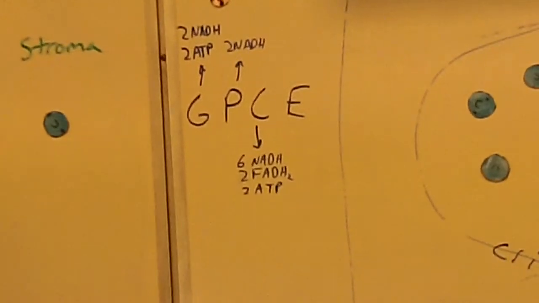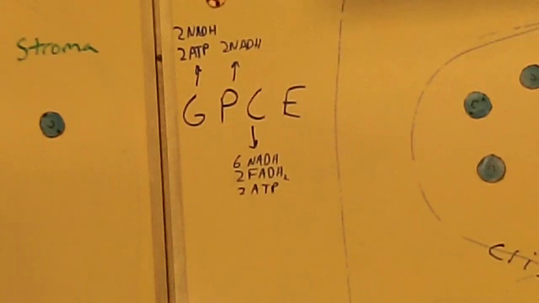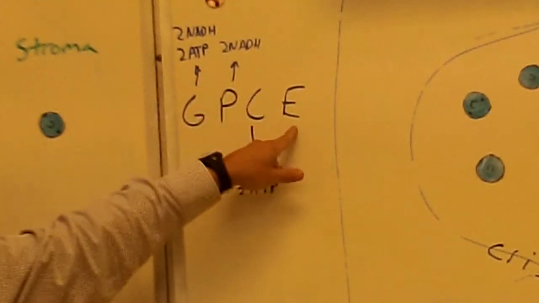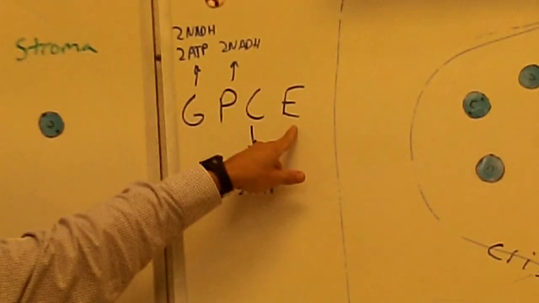Aren't like all the ATP made in the end? Well, there's 2 ATP made here, and there's 2 here, and there's going to be like 32 made here. Yeah, because it's like 32.